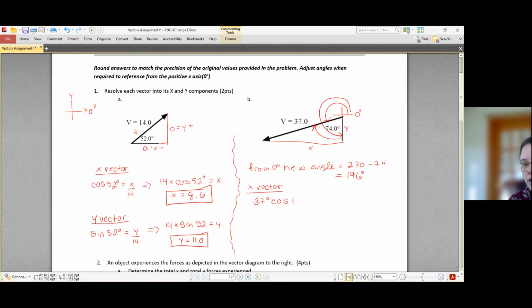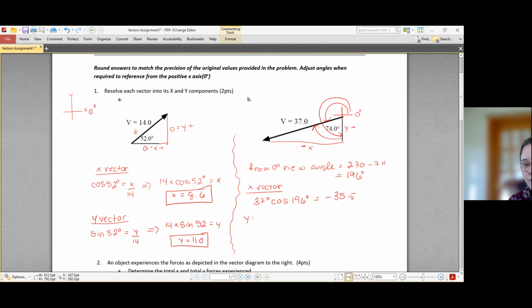Cosine of 196. And then that will give us a vector length of negative 35.5. It's negative because x is pointing towards the left. So our x is in the negative direction. Our y is pointing downward, so we are also going to expect a negative y.